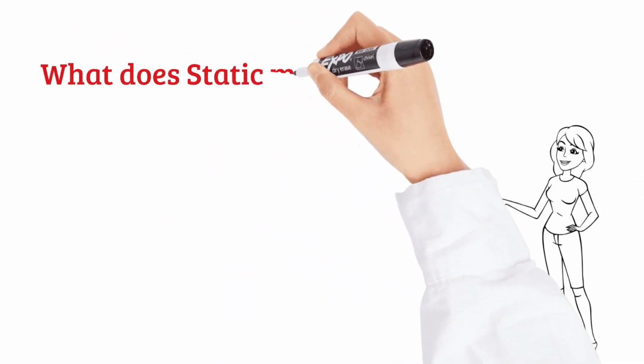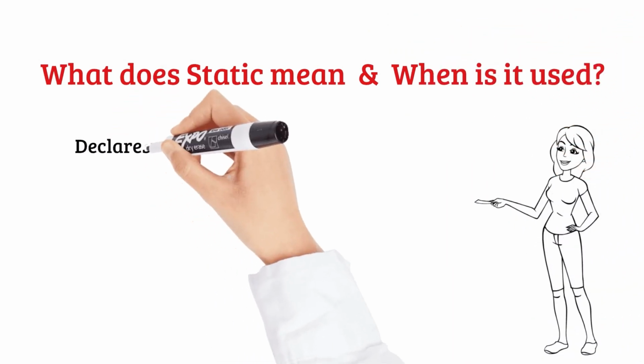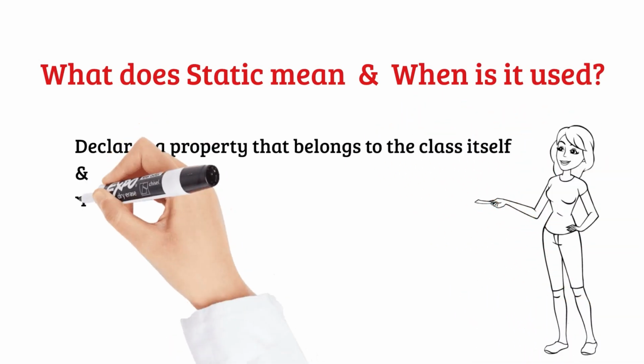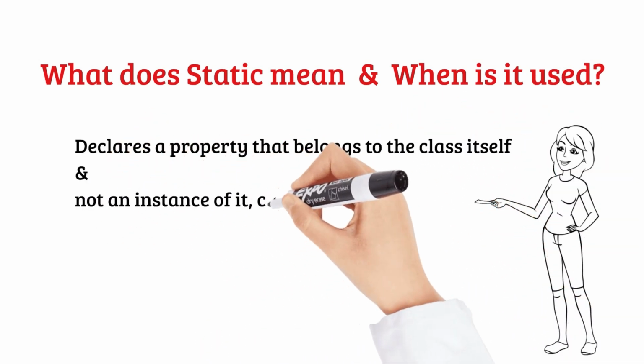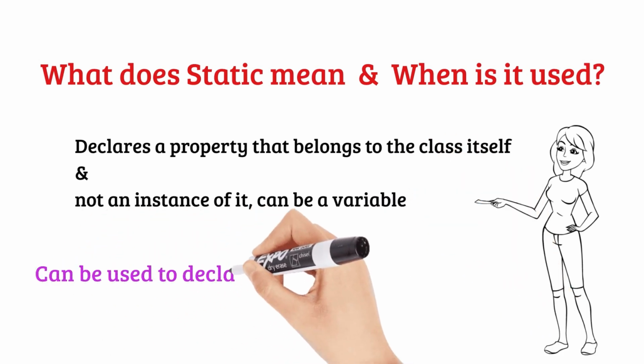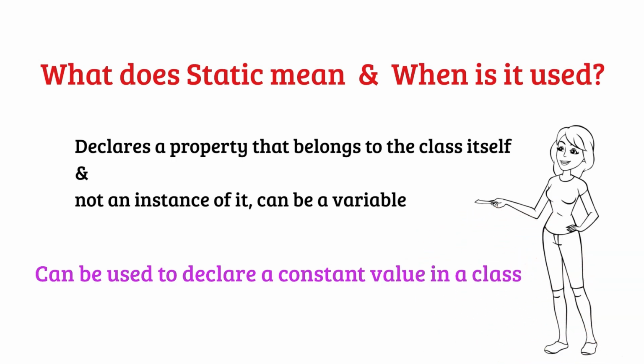What does static mean, and when is it used? Static declares a property that belongs to the class itself, and not an instance of it. Can be a variable or a method. An example would be a main method, which is static by default. Can be used to declare a constant value in a class.